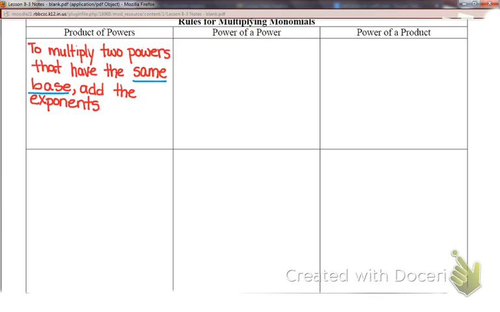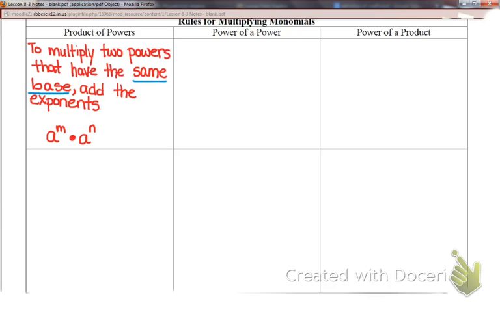In symbols, this looks like kind of a formula here. A to the m times a to the n. This is a product because it's a multiplication problem. Product means multiply. It's a product of two powers.